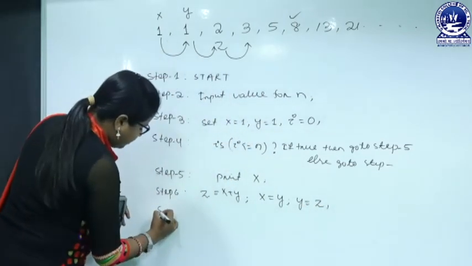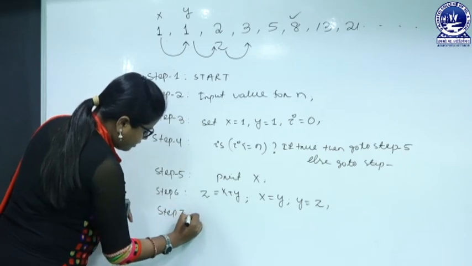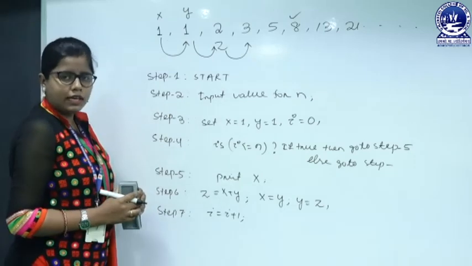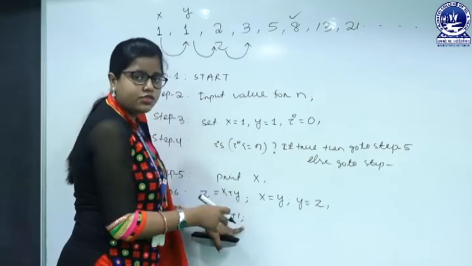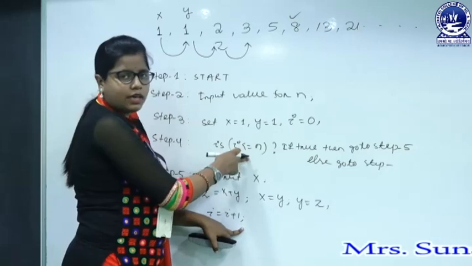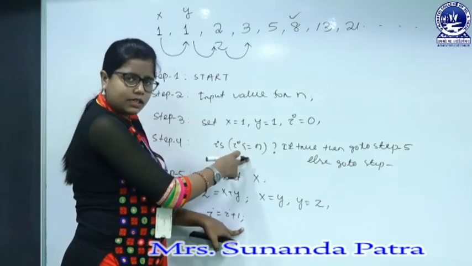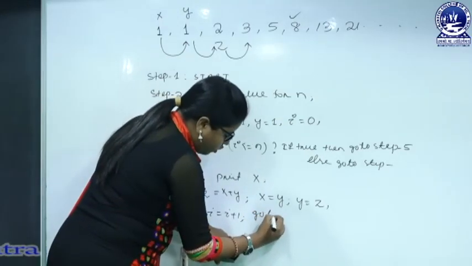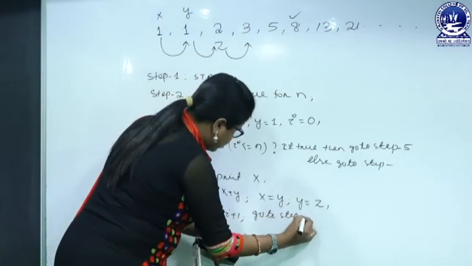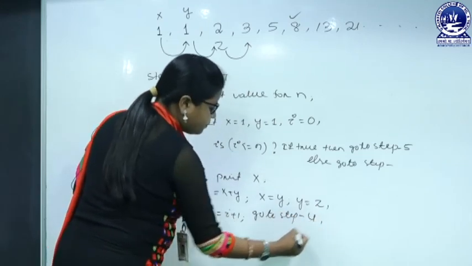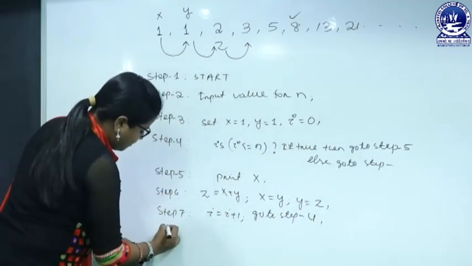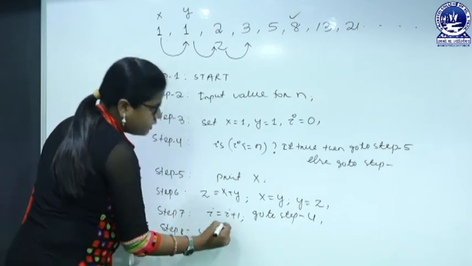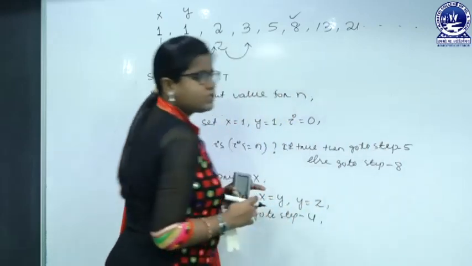Next, step 7: I equals I plus 1. The I value will get incremented, and we need to check whether the condition I is less than or equal to n holds or not, and that is again. So we need to go back to here. So you can write here, go to step 4. Then step 8 is our stop. So here we can mention step 8.